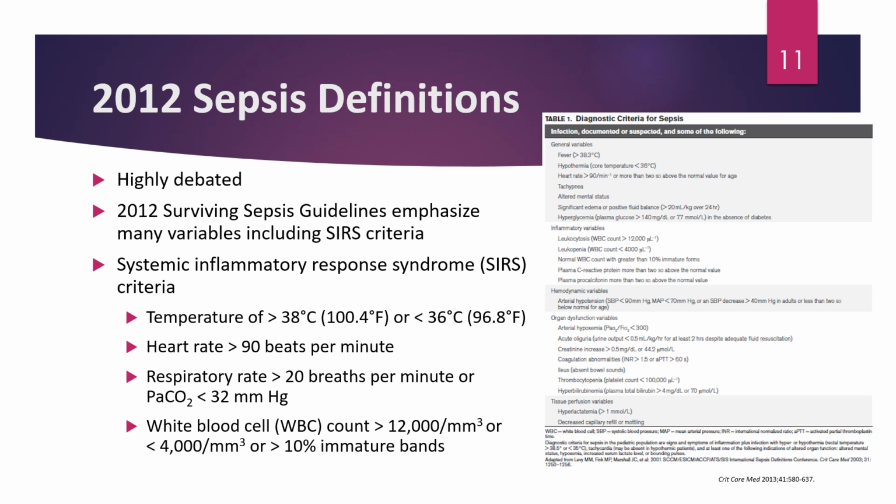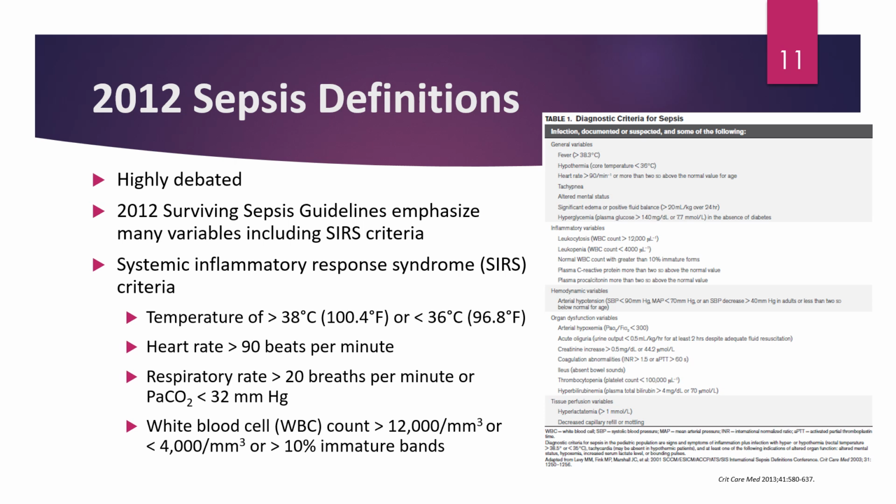So in 2012, the guidelines basically emphasized many different variables, including SIRS criteria. And the SIRS criteria are actually listed here. This is a very important point to know about because even though these guidelines were published in 2012 and there have been two different iterations of the guidelines after that, people still use SIRS criteria and they are still a hallmark of things that we see in sepsis.